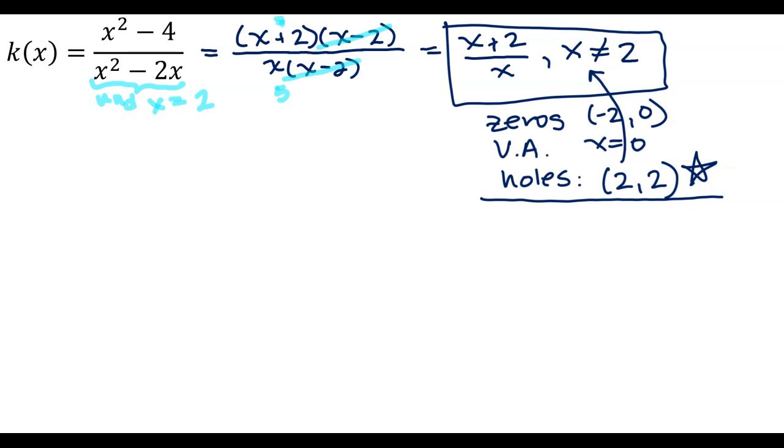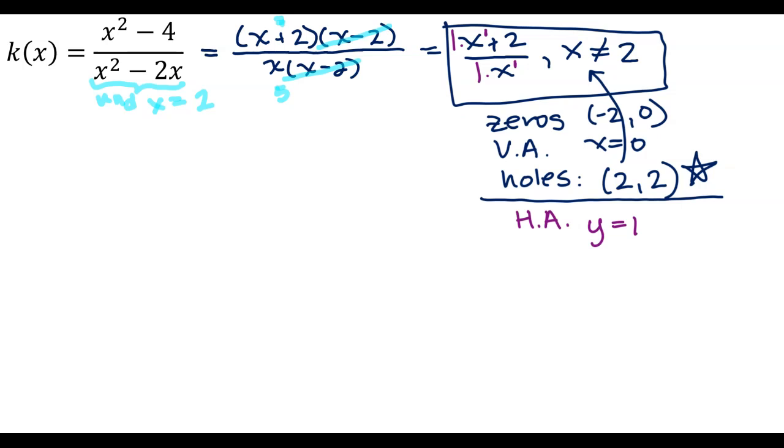So global behavior, if we look at this final version, and you could look back at the original fraction, it would give you the same answer. What I'm seeing is that the power on x is 1 in the top and 1 in the bottom. So that ties, which means I'm going to look at what's my leading coefficient. It's 1, which makes me say that the graph will have a horizontal asymptote at y equals 1.